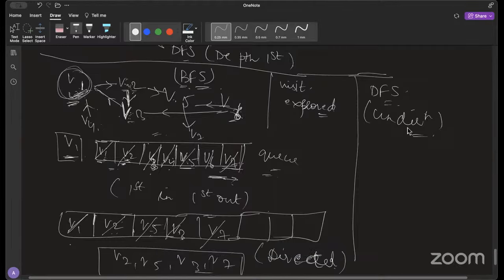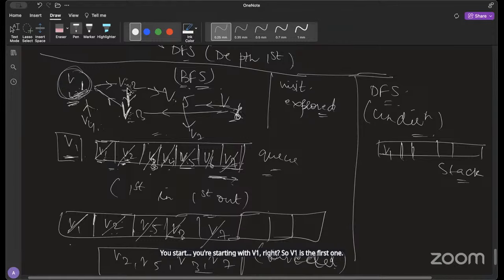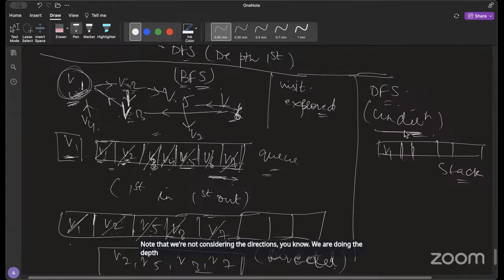DFS search. So what do you do in a DFS search? Now here this thing is called a stack. You maintain a stack here. What do you do in this stack? You're starting with V1, right? So V1 is the first one. Then you write the first vertex or any vertex that you can reach from V1. Note that we're not considering the directions here. We are doing the depth first search for undirected graph first. Then we'll come to the directed one later.